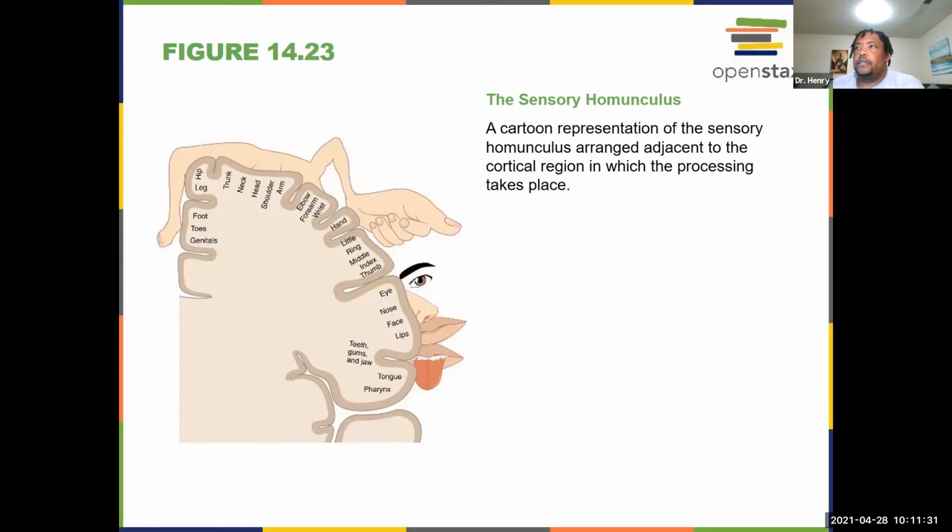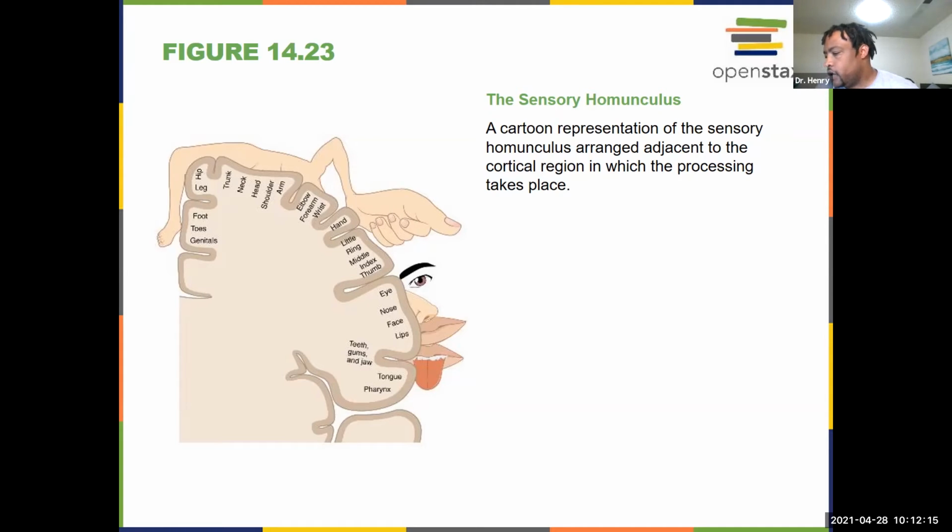Okay, so this here is basically a portion of your brain. It's showing you what aspect is controlled by which region of the homunculus, the sensory homunculus, in the cortical region of your brain.